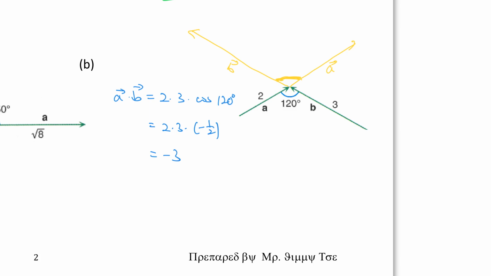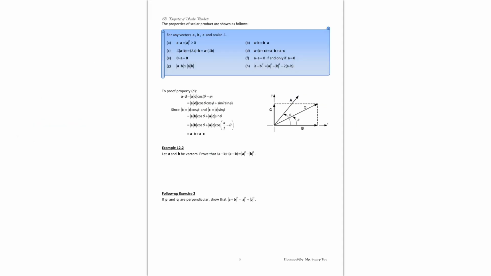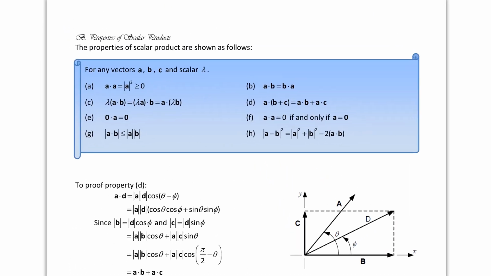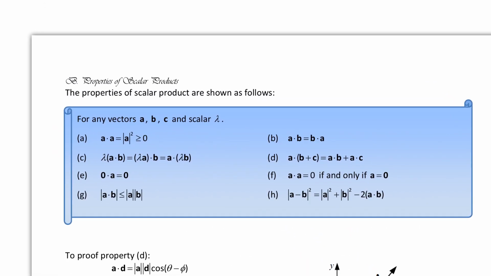There are several properties of the scalar product. You may turn to page 3. There are several properties. The first one, and some properties, are obvious. For example, A dot A, which we mentioned is equal to magnitude A squared. Magnitude must be greater than or equal to 0, so A dot A must be greater than or equal to 0.